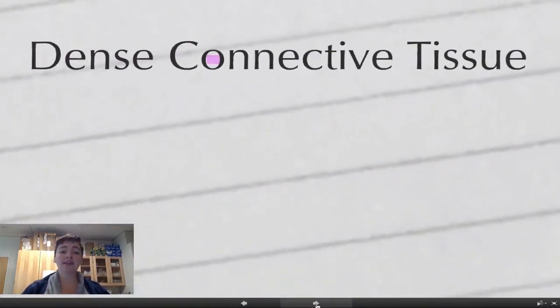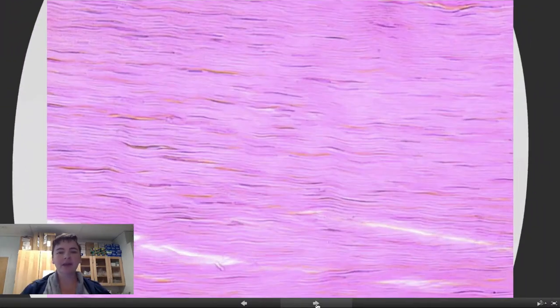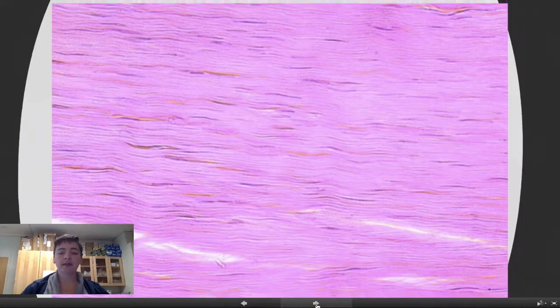And then you have dense. Dense connective tissue, when you look at it, is densely packed together. All of the little dark lines are the nuclei of the cell. Dense connective tissue is mostly made up of matrix. This is found in your tendons and ligaments.